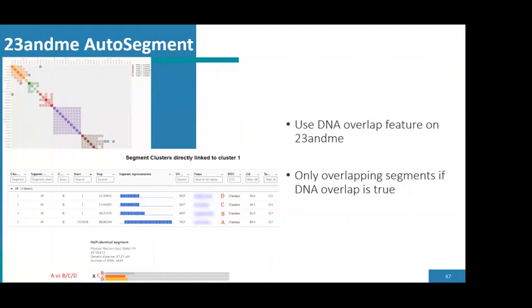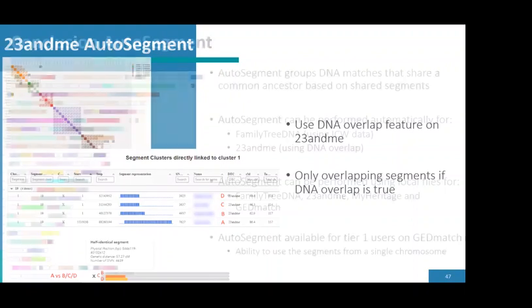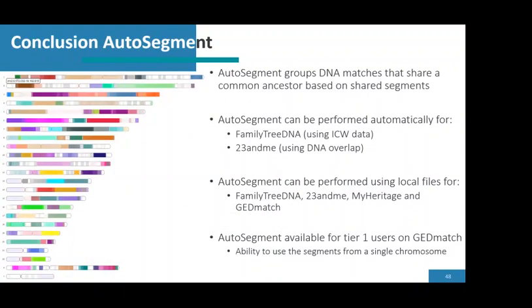It used to only tell people that there is something triangulating, but now it also tells you where specifically a segment is triangulating with a specific match. Now for the conclusion, we have shown that the AutoSegment is able to group DNA matches based on shared matches. These matches are likely to have a common ancestor.